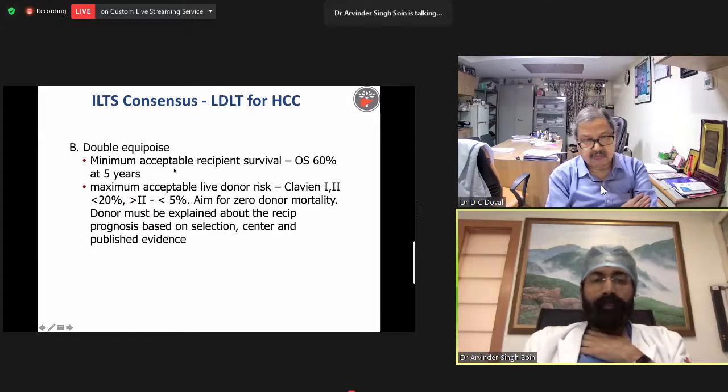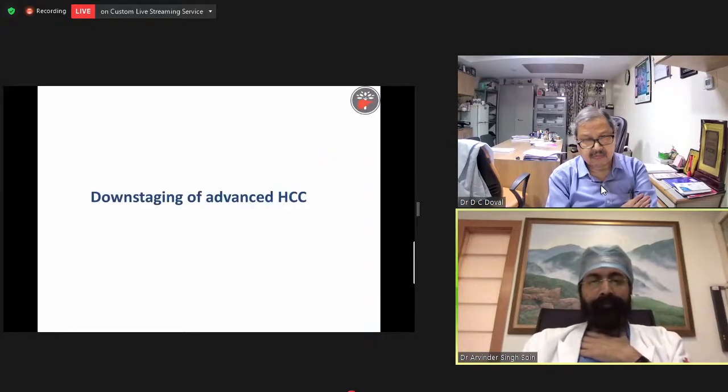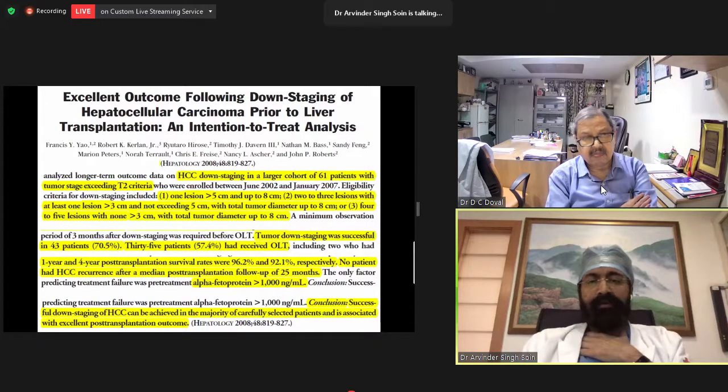And because it's living donor liver transplantation, double equipoise must be maintained. There should be a minimum acceptable recipient survival of 60% overall at 5 years, and minimum donor risk, which means zero mortality for the donor. Now, downstaging of advanced HCC is obviously a concept which has been propagated by Francis Yao. Don't bother reading through this whole thing, but basically it says that if you downstage HCCs beyond T2 or beyond UCSF to within UCSF, they do as well as the original de novo UCSF or T2 lesions.